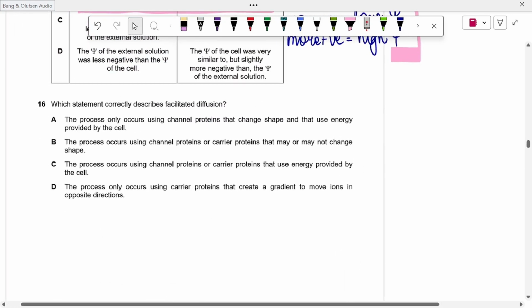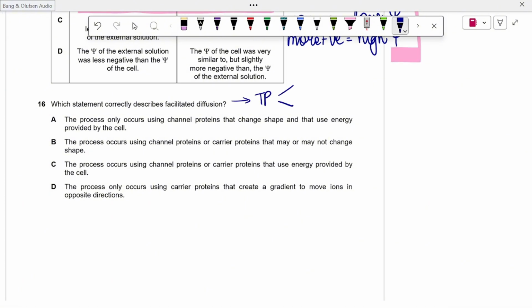Which statement correctly describes facilitated diffusion? Facilitated diffusion happens through your transport protein. There are two types of transport protein, which are your carrier protein and your channel protein. So let's see the statements. The process only occurs using channel protein. It occurs through a carrier protein as well. So ये शुरू में गलत हो गया. That change shape and that uses energy provided by the cell.